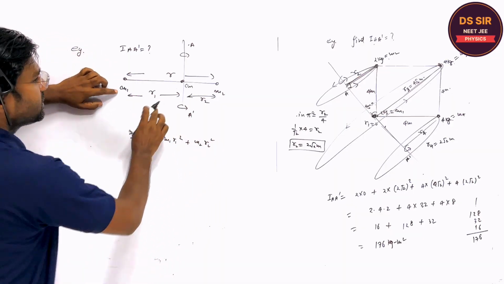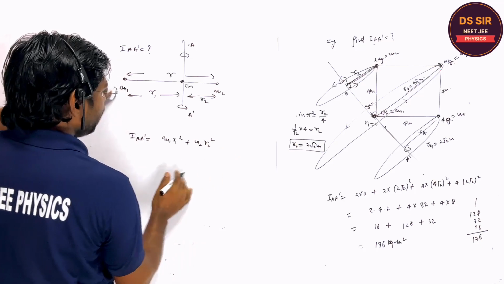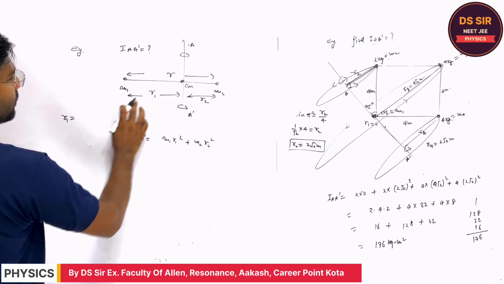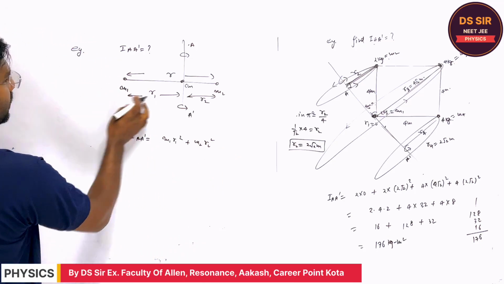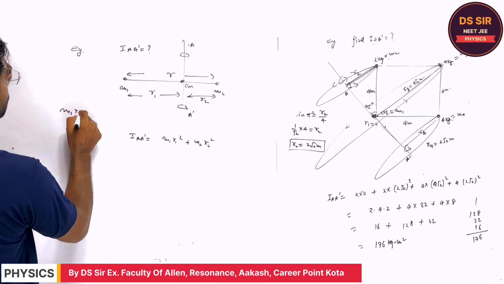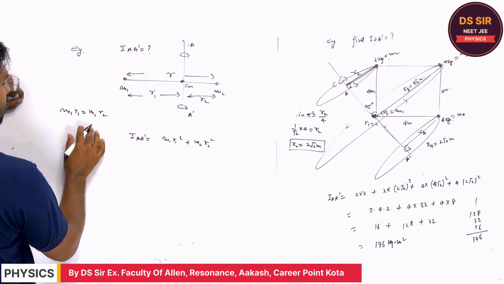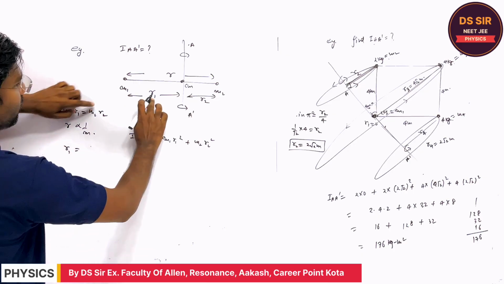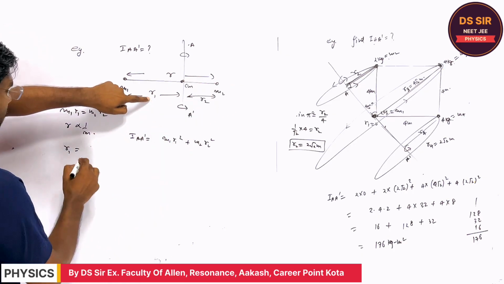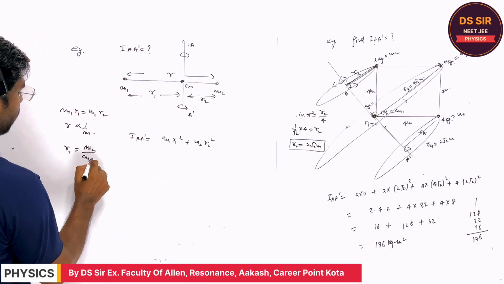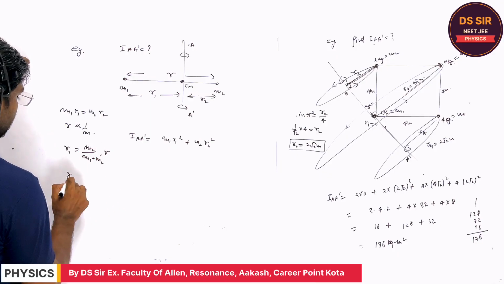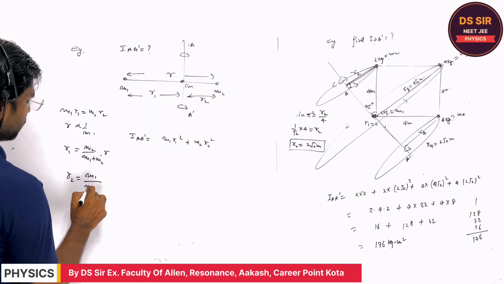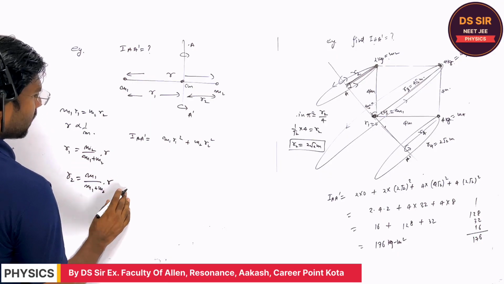In the center of mass, the R1. Did you remember what is the R1? Tell me. Did you remember M1 R1 is equal to what? M2 R2. So R is proportional to 1 upon M. So when you write R1, what will come? M2 upon M1 plus M2 into R. In R2, M1 upon M1 plus M2 into R.